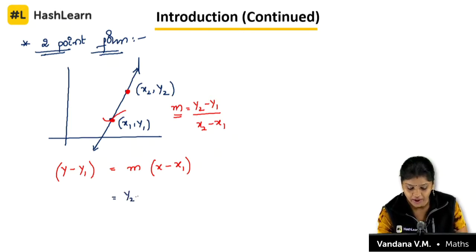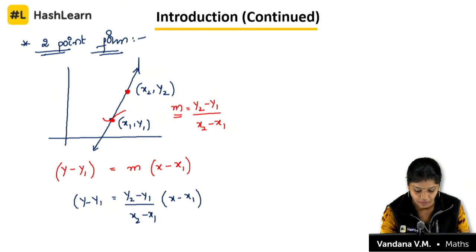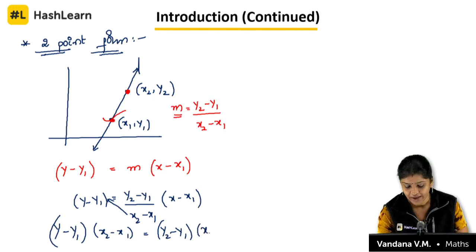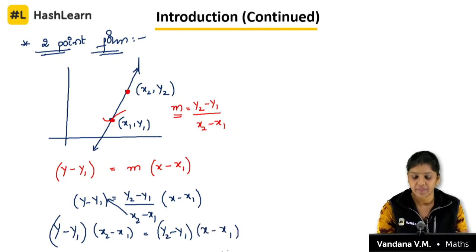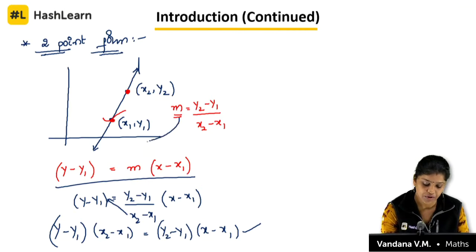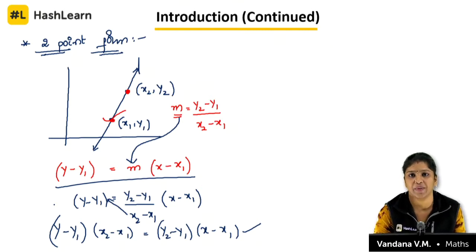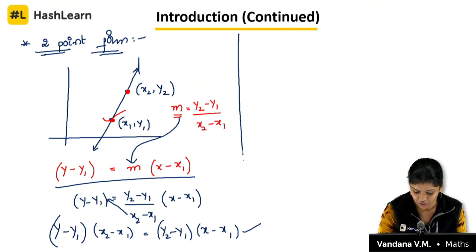Slope is what? y2 minus y1 by x2 minus x1. X minus x1, y minus y1. Do the cross multiplication. Y minus y1 into x2 minus x1 is equal to y2 minus y1 into x minus x1. Usually everybody will say this as a formula, but it is very difficult to remember. Please remember this, and here you just substitute the slope value. That will be easiest way to remember the format. Clear, children? Yes. Next one.